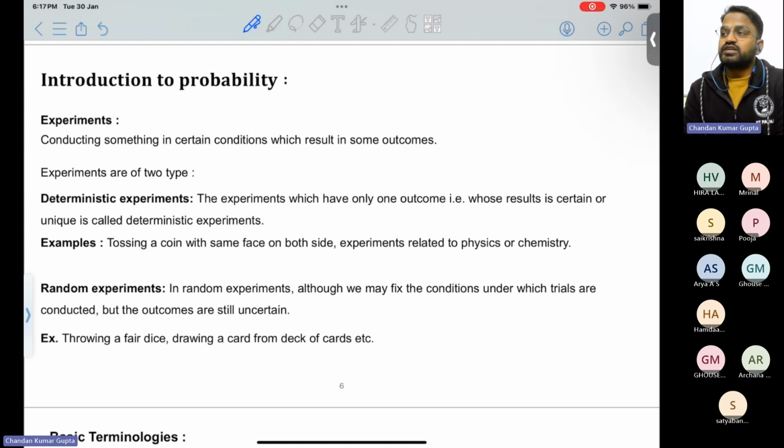In probability, we can say that there are two kinds of experiments, deterministic and random. Deterministic means certain, fixed. Like when we toss a biased coin, a coin that has head on both faces, then it's sure that it always comes head. Okay.